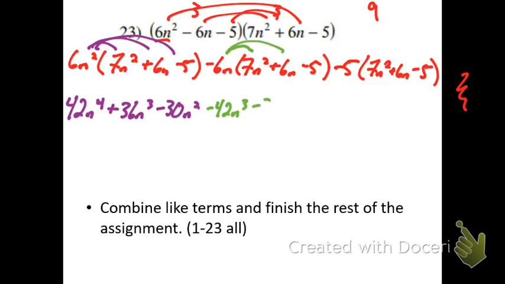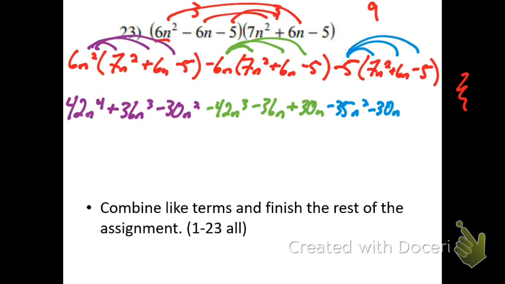minus 36n. And then we have a plus, because negative times negative is a positive, 30n. Then we have negative 35n squared minus 30n plus 25. And if I were to count these, I have 1, 2, 3, 4, 5, 6, 7, 8, 9 terms. So I've done something correct there. The number should be that.